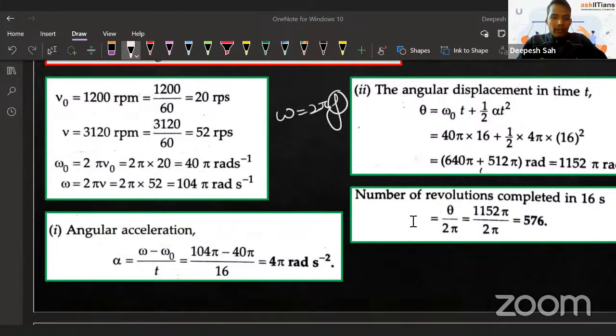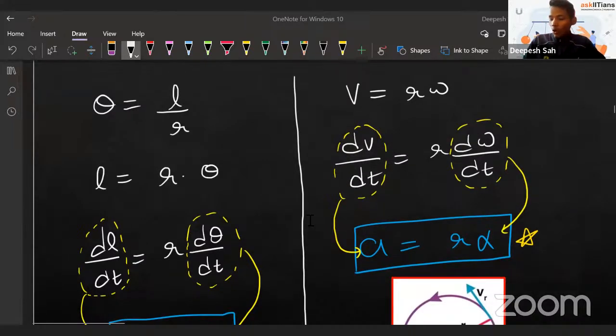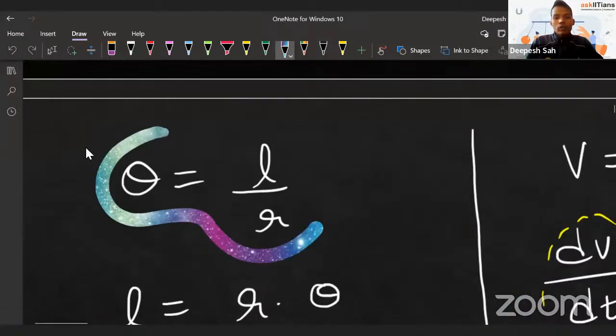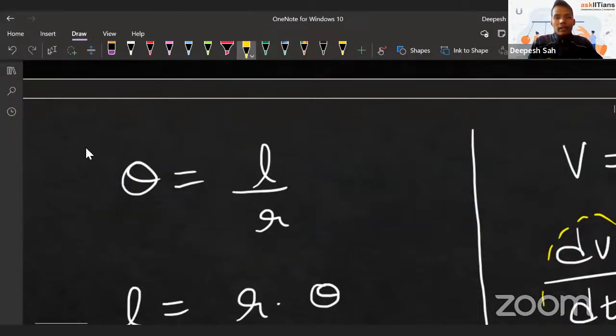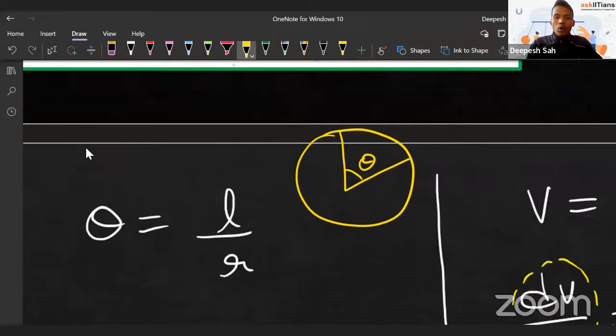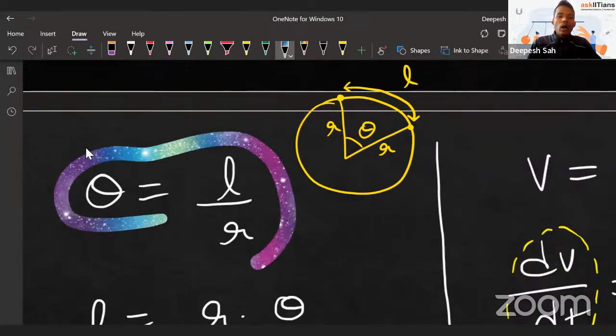Fine. We are done with this. Now we can also make new formulas which are also very, very important. This will be slightly different. First of all, you should be aware of the formula: angle is equal to arc by radius. If I take a circle and I'm talking about a certain angle in it, this particular thing is the angle. Of course, this is the radius, and the arc length from here to here is L. And there is a very important formula: theta is equal to arc by radius.